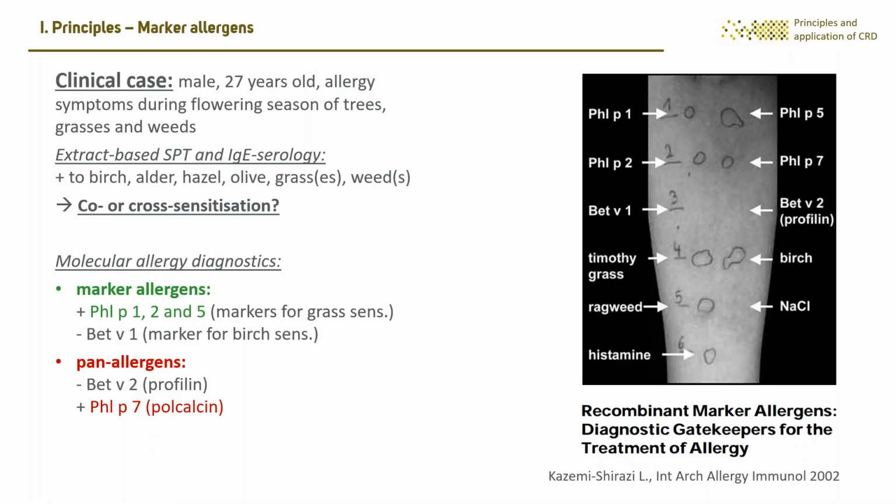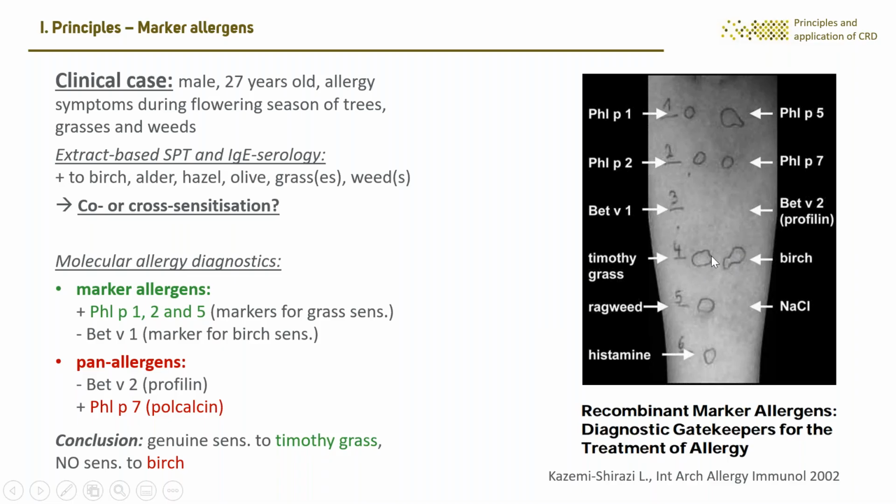Regarding ragweed for this study, there were no GMP-produced allergen molecules available for skin testing, for in vivo testing. So this was resolved in vitro. And here again, the patient was negative to the marker allergen from ragweed, Amb a 1, but he was positive to polcalcin from ragweed, Amb a 9.